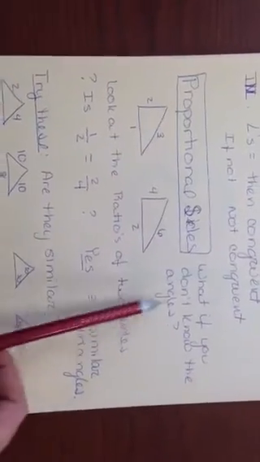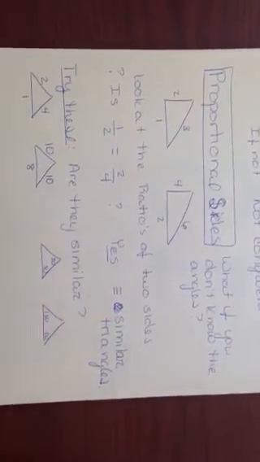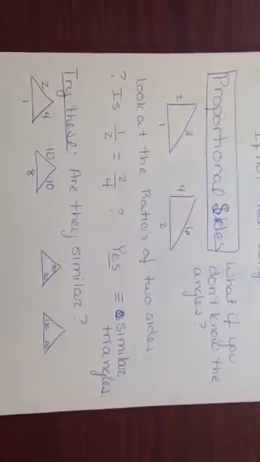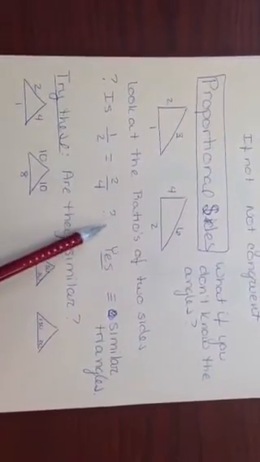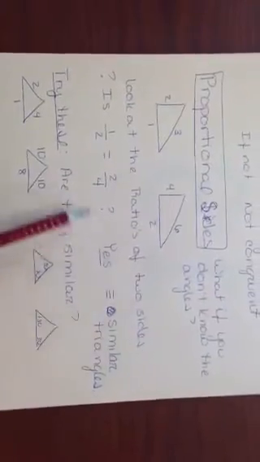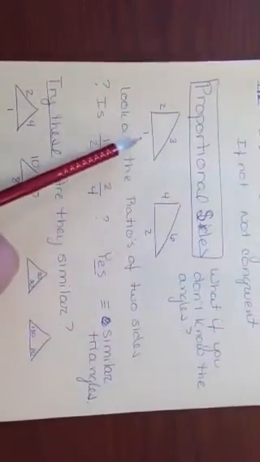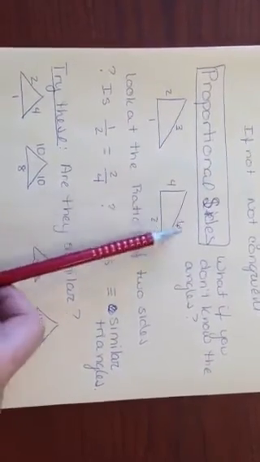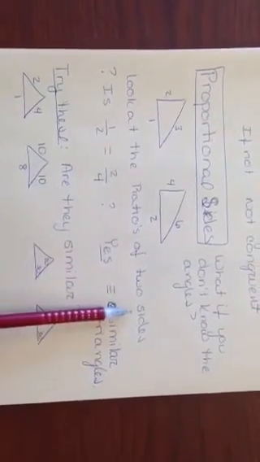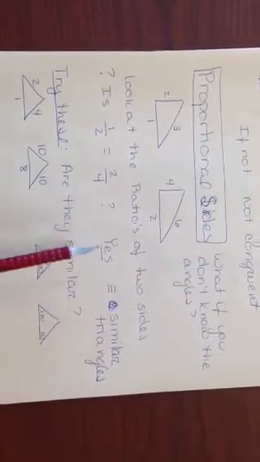Now, proportional sides. So what if you don't know the angles? There's another way to tell if two triangles are similar. We're going to look at the ratios. Here we are, still working with those ratios of the two sides. So if I have these two triangles, this one is side 1, side 2, side 3. The other triangle is 2, 4, and 6. So if I look at the ratio of two sides, if they're equal, they're similar.